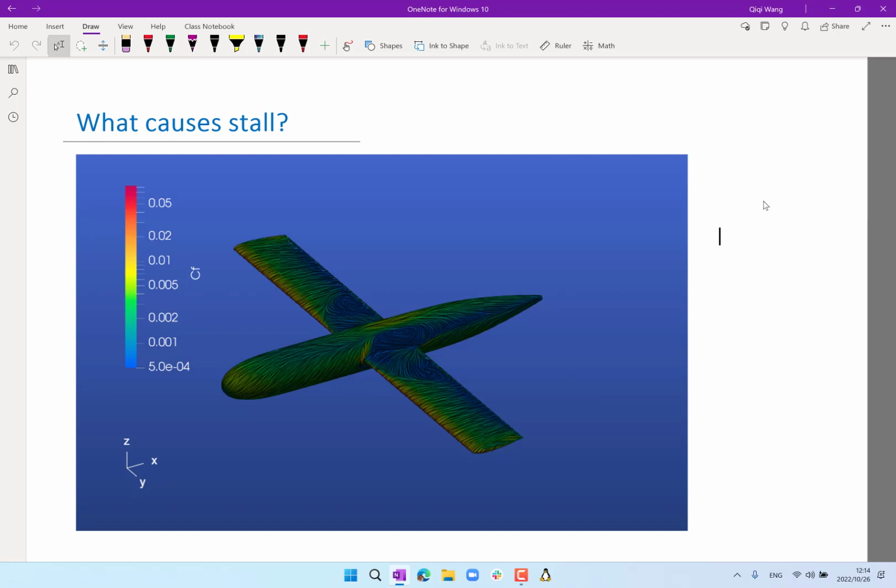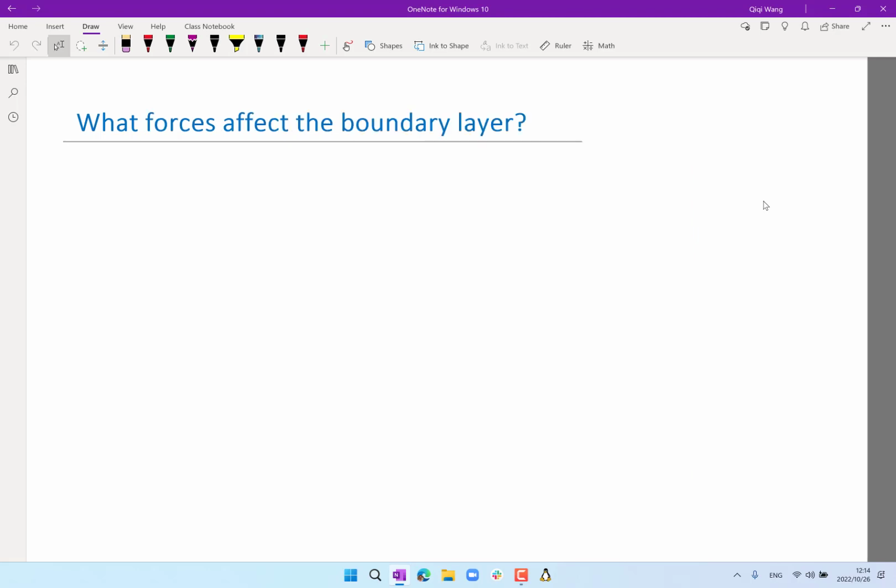So today we will start looking at the behavior of the boundary layers and what causes a boundary layer to separate. What forces affect the boundary layer? Well, it's all the forces we have studied so far plus viscous force. So what are actually all the forces we have studied so far that affect the flow, in the previous section, in the incompressible potential flow section? Pressure, right? We have studied only the pressure force.